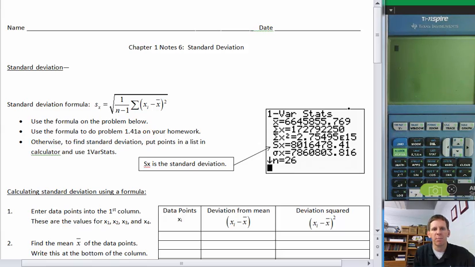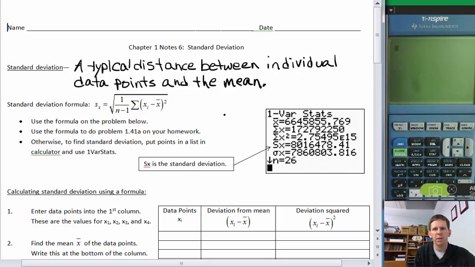There is a definition that you will need to know for standard deviation. I have seen it on past AP exams. And the definition goes something like this. The standard deviation is a typical distance between the individual data points and the mean. The phrase a typical distance may sound a little vague. It doesn't say an average distance. It just says a typical distance. So there is some kind of wiggle room, I guess, in the definition itself.